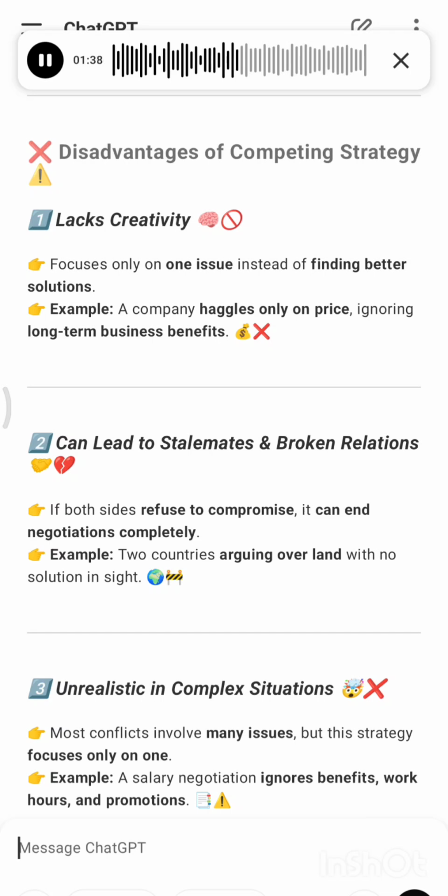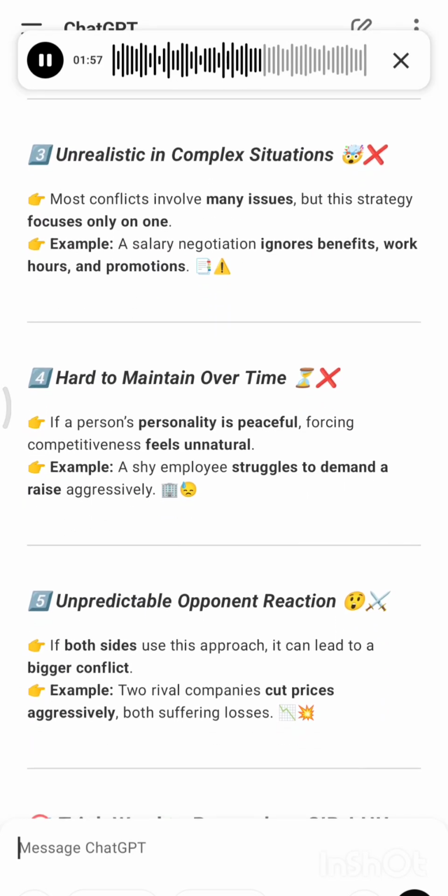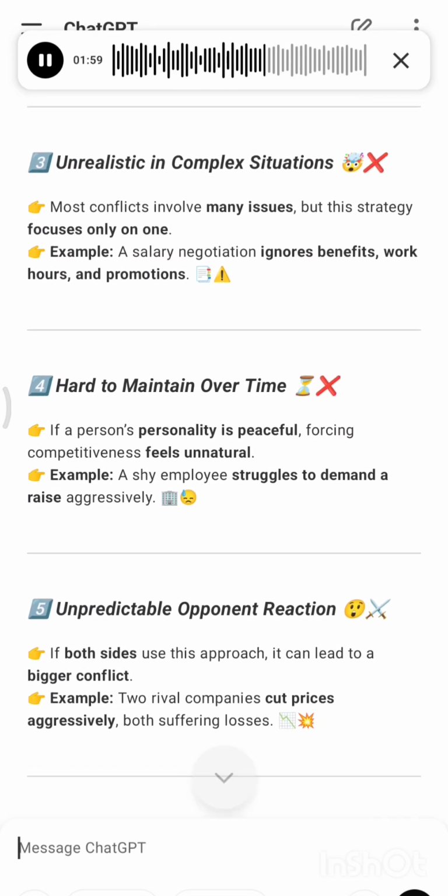2. Can lead to stalemates and broken relations. If both sides refuse to compromise, it can end negotiations completely. Example: two countries arguing over land with no solution in sight. 3. Unrealistic in complex situations. Most conflicts involve many issues, but this strategy focuses only on one. Example: a salary negotiation ignores benefits, work hours, and promotions.